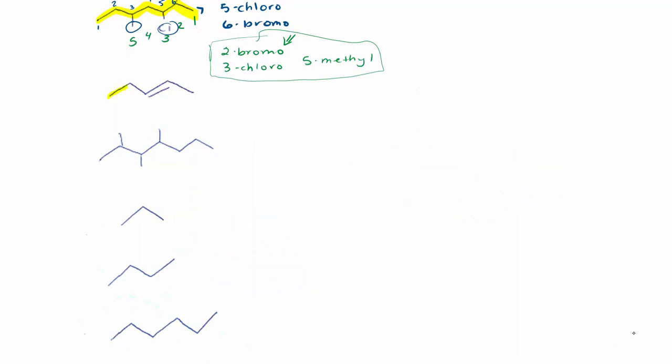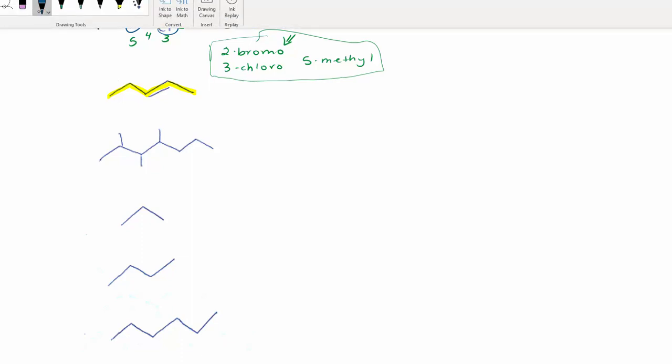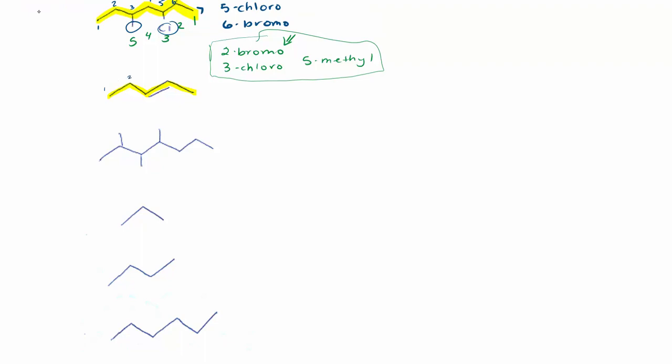Now we have a functional group. This time we have a double bond. We still find that longest carbon chain, hopefully that contains the functional group, in this case, the double bond, and we count the number of carbons we have in that chain. So here we have 5 carbons. This is going to be a pent, but it's not a pentane, it's a pentene. That E signifies that we have a double bond.